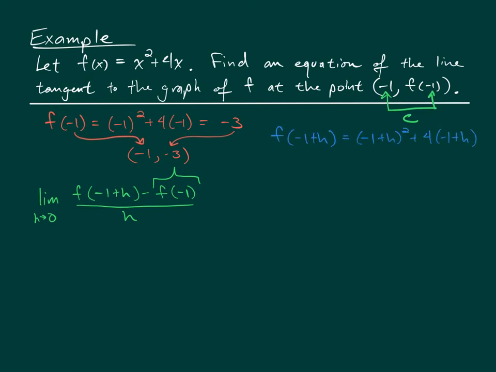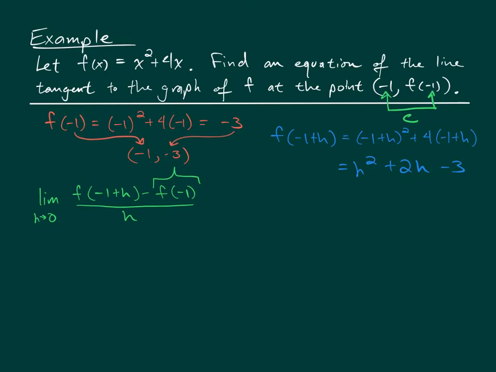So over here on the right side, you can see that the x was replaced with negative 1 plus h, and so this x was replaced with negative 1 plus h, and this x was replaced with negative 1 plus h. And when you use algebra to FOIL this thing here and distribute the 4 and collect all the like terms, you end up with f of negative 1 plus h being h squared plus 2h minus 3.